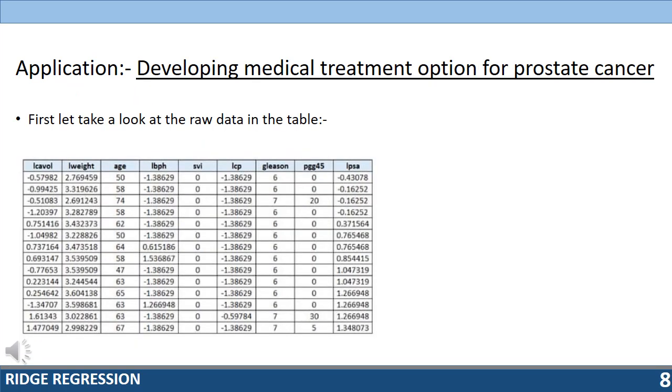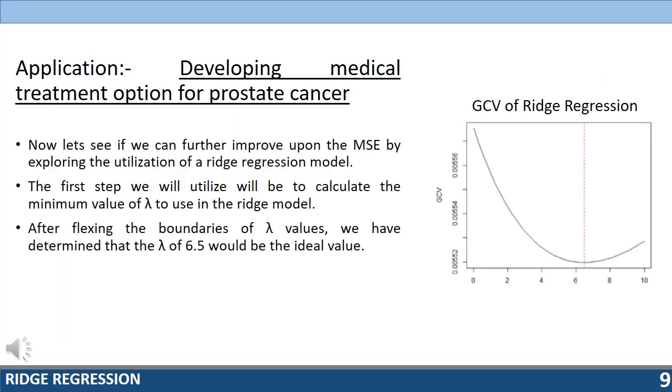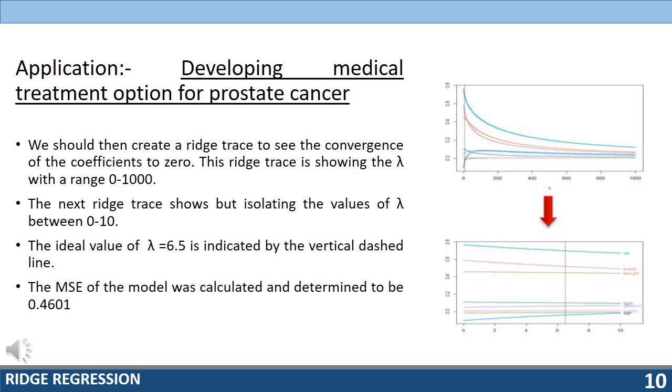First, let's take a look at the raw data in the table. Now let's see if we can further improve upon the MSE by exploring the utilization of a ridge regression model. The first step will be to calculate the minimum value of lambda to use in the ridge model. After flexing the boundaries of lambda values, we have determined that a lambda of 6.5 would be the ideal value. We should then create a ridge trace to see the convergence of the coefficients to 0.